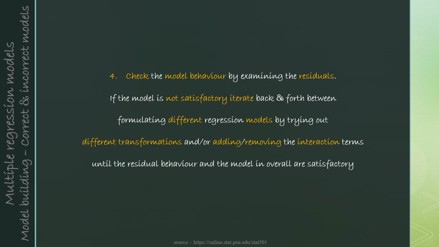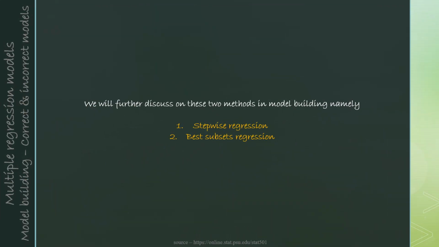The two variable selection procedures form the core of the model building exercise. Let's focus on them and learn them in detail. We will further discuss these two methods in model building, namely stepwise regression and best subsets regression, that will assist us in arriving at the correct choice of predictors for the model. That brings us to the end of the lecture on understanding the correct and incorrect models, and the sequence of steps and methods in arriving at a correct model.